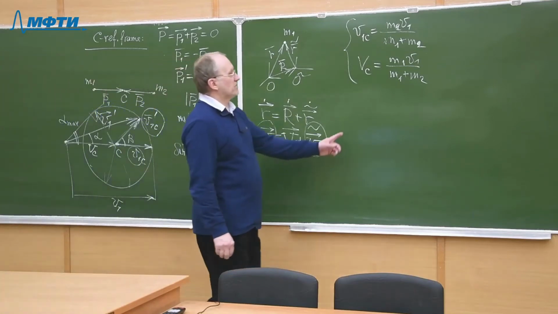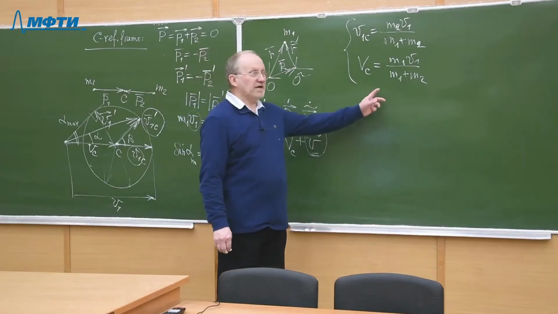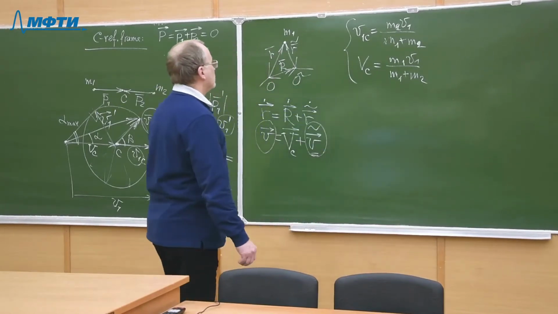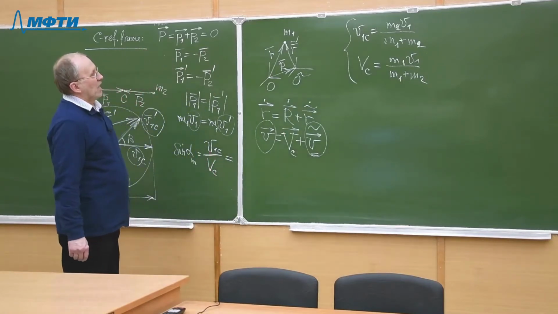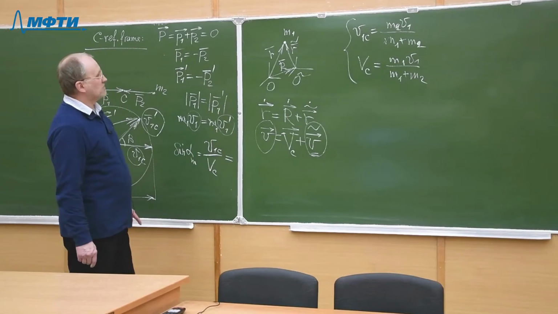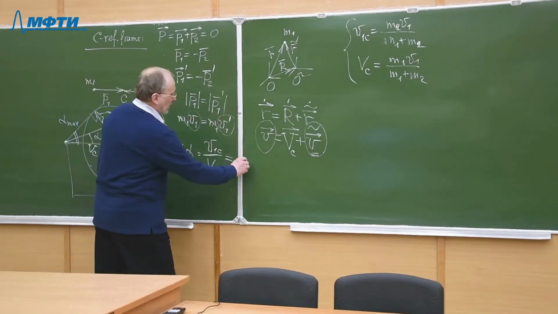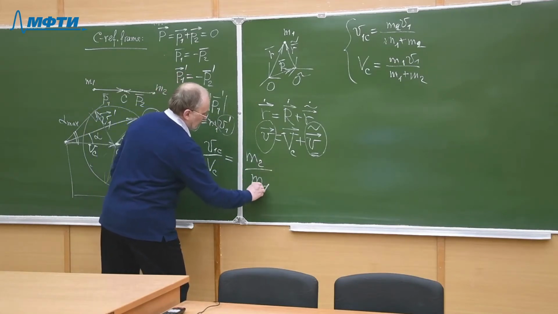We derived these formulas from the law of conservation of momentum. Well, do you have these formulas in your notes? I think you do. You must have these formulas. So after we substitute these formulas here, we will obtain that that will be m2 divided by m1.